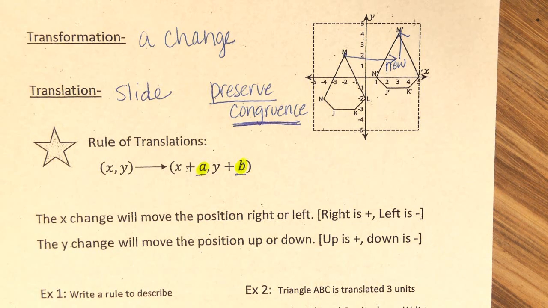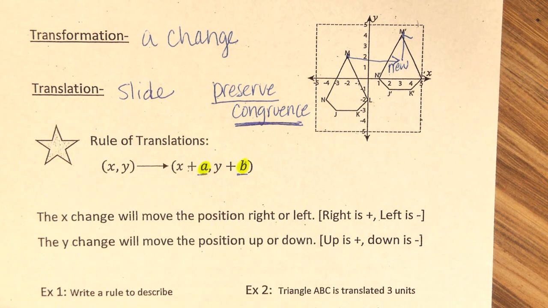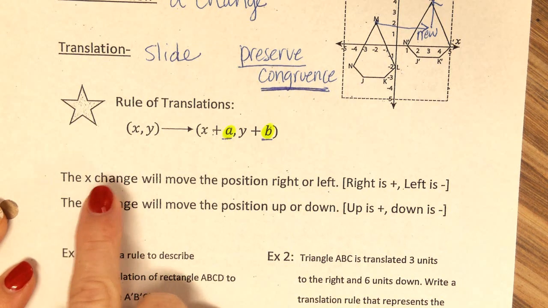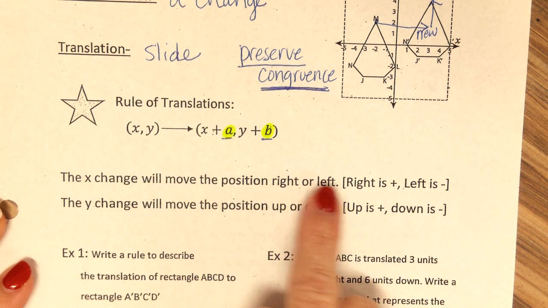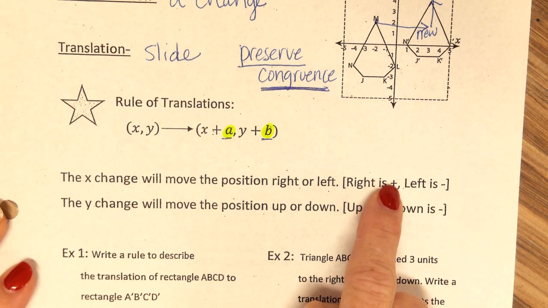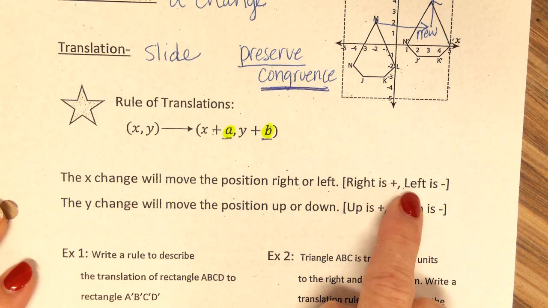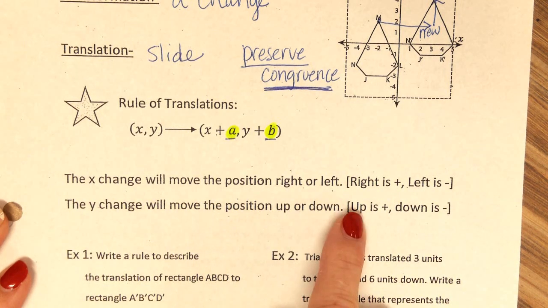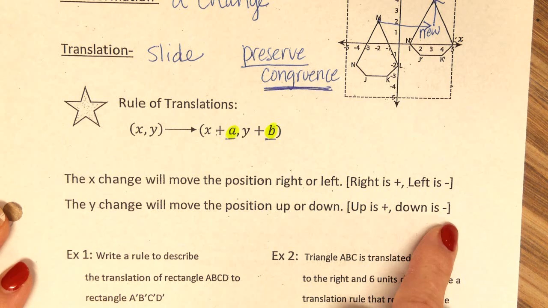Okay? The x, what axis moves left to right? The x-axis. So anytime I move left or right, it's going to change the x. What axis moves up and down? The y. So anytime I move up or down, it's going to change the y. And I wrote that for you, so everybody look. The x change will move the position right or left. Right is plus, positive. Left is negative. The y change will move the position up or down. Up is positive. Down is negative.